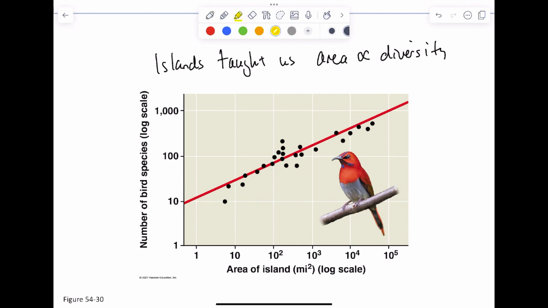I don't know if this is a symbol you all know. It means correlates with. Meaning if you make one go up, the other one goes up. So if I increase area, you increase diversity. If you decrease area, you decrease diversity. As you make islands bigger, you get more diversity there.